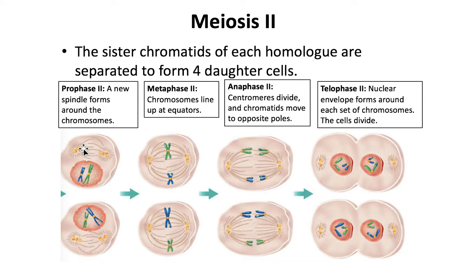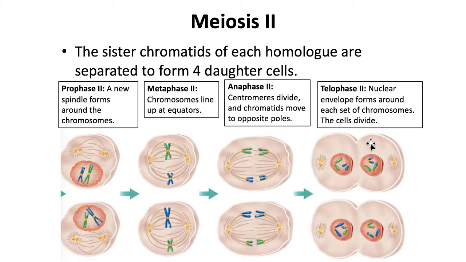So here's prophase 2. And a new spindle forms, the nuclear envelope breaks down again, the nucleolus disappears, all that stuff, right? And then in metaphase 2, now they're going to line up single file. The chromosomes will line up with their centromeres along the metaphase plate. And during anaphase 2, the sister chromatids will now be torn apart from each other. And in telophase 2, we're finished.